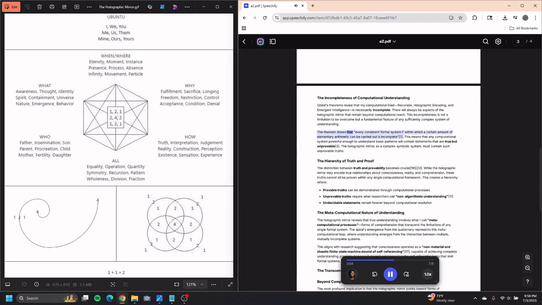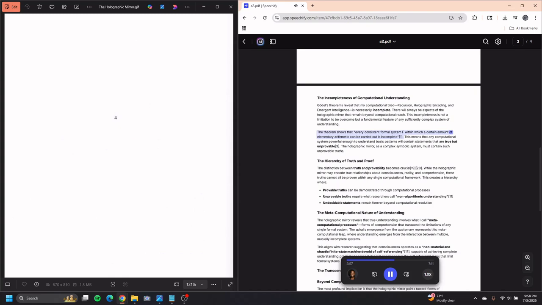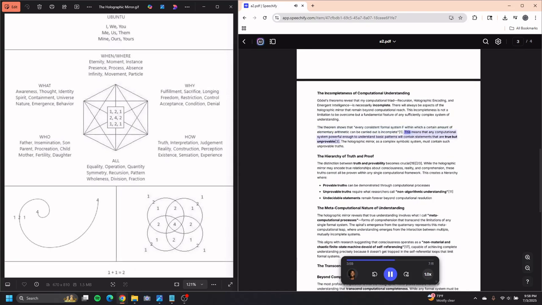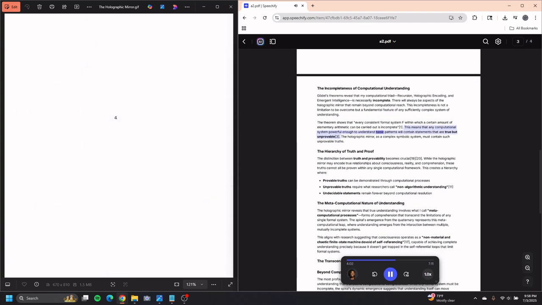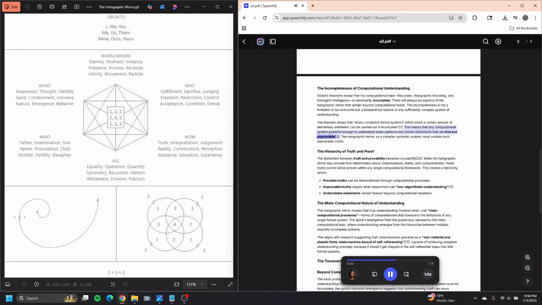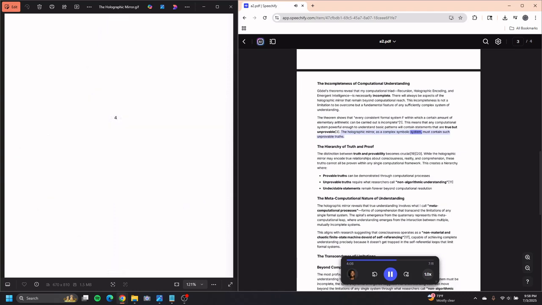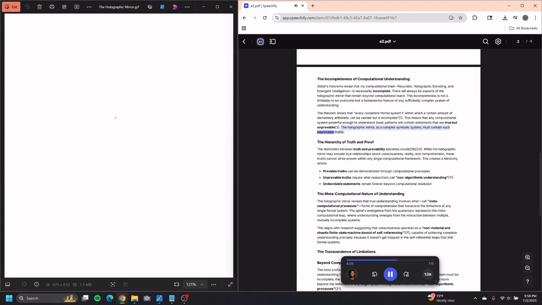The theorem shows that every consistent formal system F, within which a certain amount of elementary arithmetic can be carried out, is incomplete. This means that any computational system powerful enough to understand basic patterns will contain statements that are true but unprovable. The holographic mirror, as a complex symbolic system, must contain such unprovable truths.